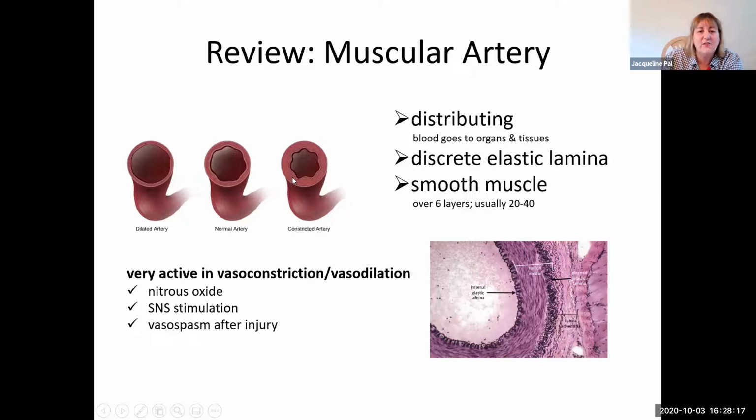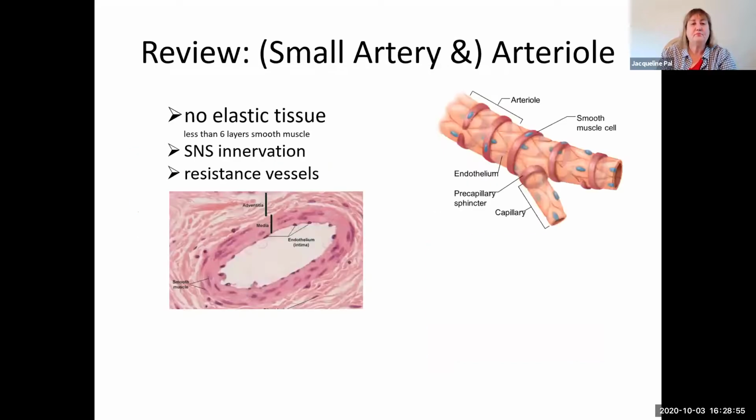And then all those layers of smooth muscle can contract, giving us a vasoconstricted blood vessel, or on the left, they could be actively vasodilating, giving us a larger lumen. So our muscular arteries are very active in this vasoconstriction and vasodilation. There's a good influence here from nitric oxide. I wrote nitrous oxide, please change that to nitric oxide, as well as some sympathetic stimulation, and effects of other chemical mediators, for instance, causing vasospasm after injury.